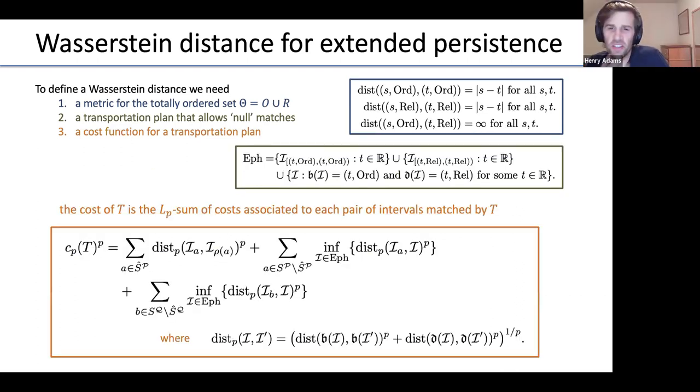Vanessa, can I ask a question? Yeah, that'd be great. So, you know, let's say in your ordinary persistence, it doesn't go up to infinity, but you have a natural maximum value, right? And you had a natural minimum. So if you tried to define the distance between S ordinary and T relative as sort of like the distance from S to that maximum, and then similar for T, I assume that would break things. Is that right? It wouldn't work?